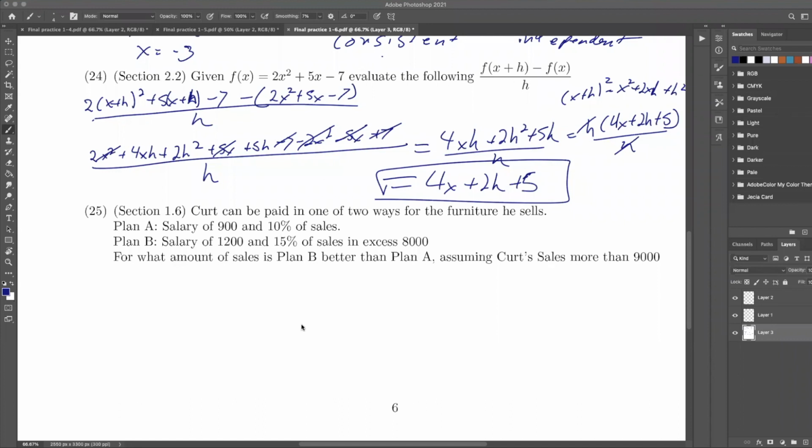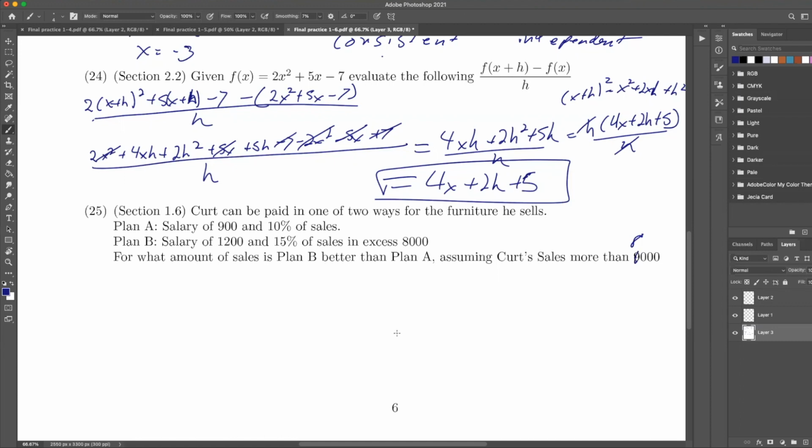All right, so let's do the very last one. And this is a word problem. It says, Kirk can be paid one of two ways for furniture sales. Either he can make a salary of $900 and 10% of his sales, or a salary of $1,200 and 15% of his sales in excess of $8,000. At what point is plan B better than plan A, assuming Kirk sells more than $8,000? Oops, that should probably still say 8,000. These two numbers should match.